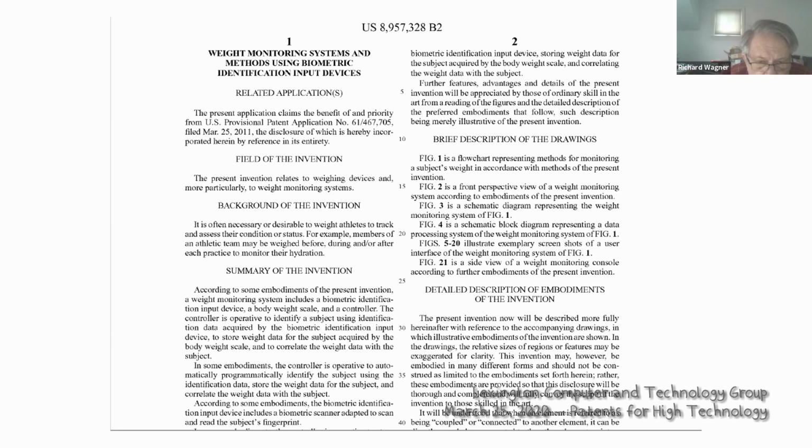This invention may, however, be embodied in many different forms and should not be construed as limited to the embodiments set forth herein. Rather, these embodiments are provided so that this disclosure will be thorough and complete and will fully convey the scope of the invention to those skilled in the art. I want to emphasize that last term, skilled in the art. I'm going to come back to that.